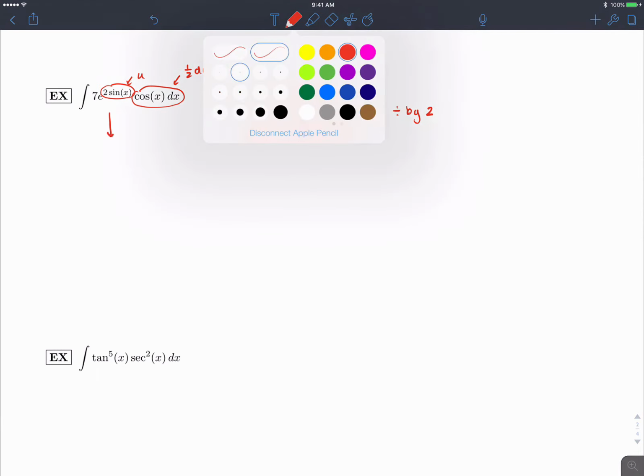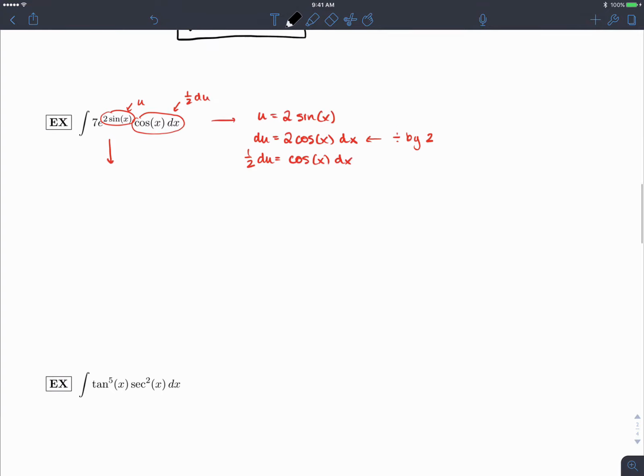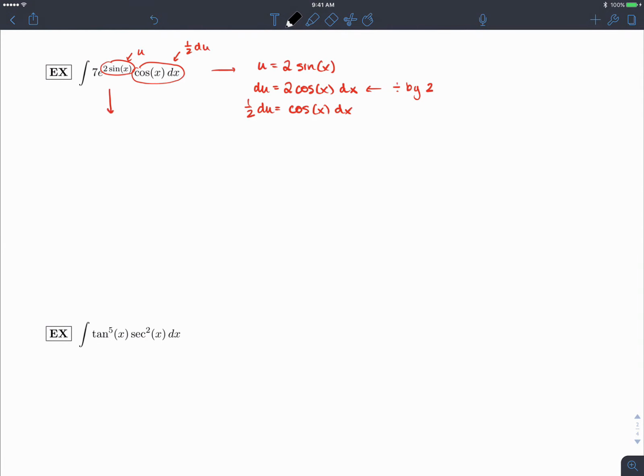If we do all of our substitutions, we've now got the integral of 7 times e to the power of u times 1/2 du. And as I did in the last one, I'm going to pull the constant multiples out front. So I'm going to pull out the 7 and the 1/2. So we'll have 7 times 1/2 times the integral of just e to the u du.